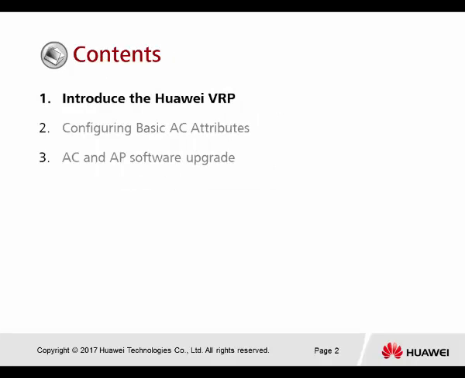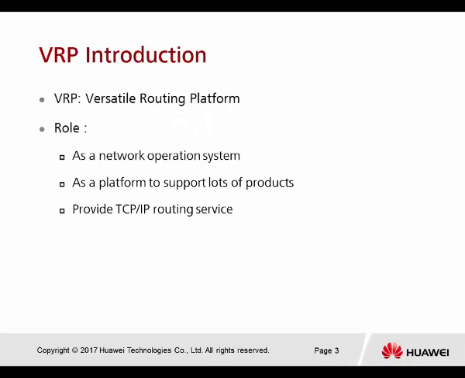So I begin with the first content: introducing the Huawei VRP. The VRP actually stands for the Versatile Routing Platform. It's one of the operating systems used by Huawei. It can support many different types of products, not only fixed to one device. We can use it for Huawei routers, firewalls, switches, and maybe their controllers. They provide the standard TCP/IP routing services as well.